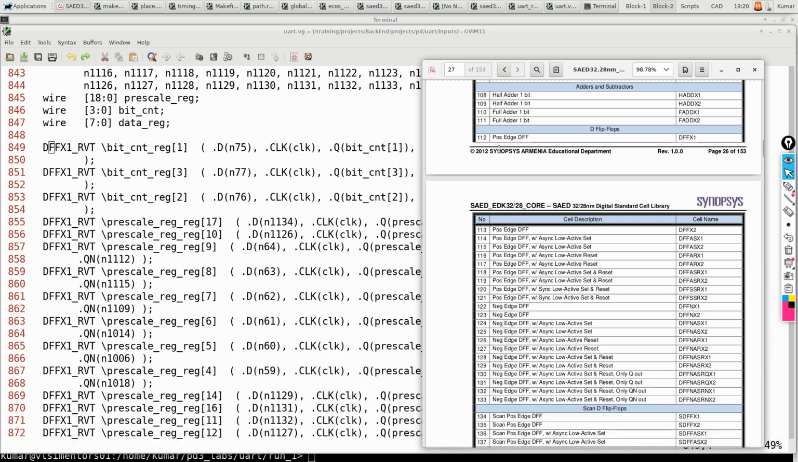Now the way it is having both Q and QN. If you want only Q out, your tool might be able to pick something like this. So these all purely depend on the way it is coded. Now go ahead, Mustafa. What is your question?